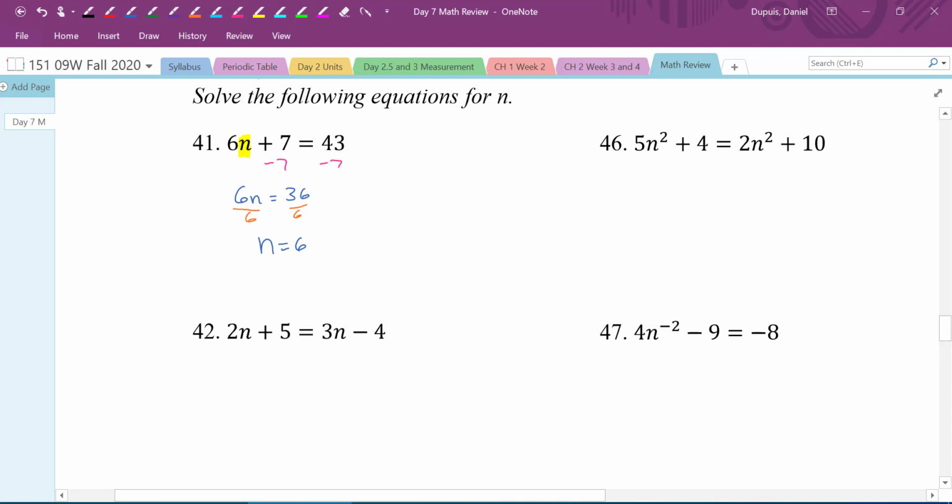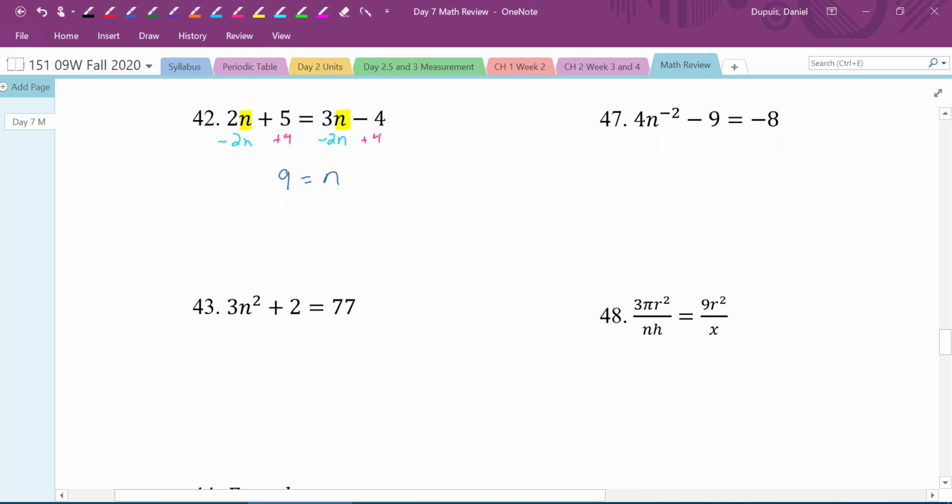Same thing here, 42. I have n and I have n. So let's get the n's on the same side. So I'm going to subtract 2n from both sides. And then I'm going to add 4 to both sides. Right? So that means I get 9 equals n. Works out good.